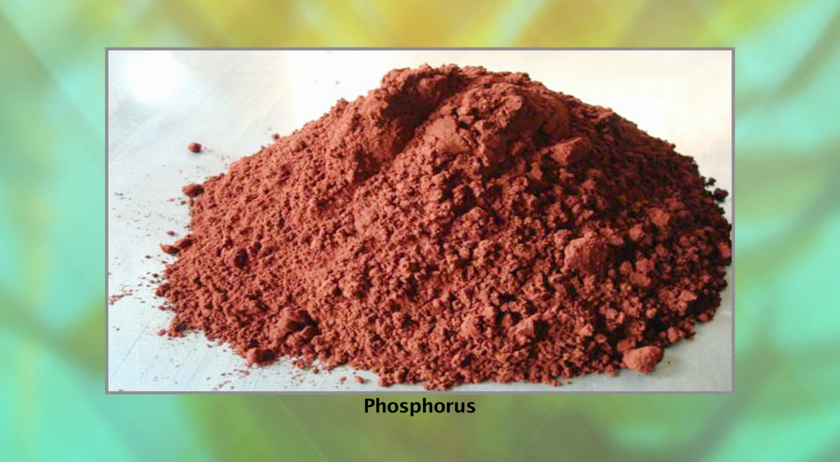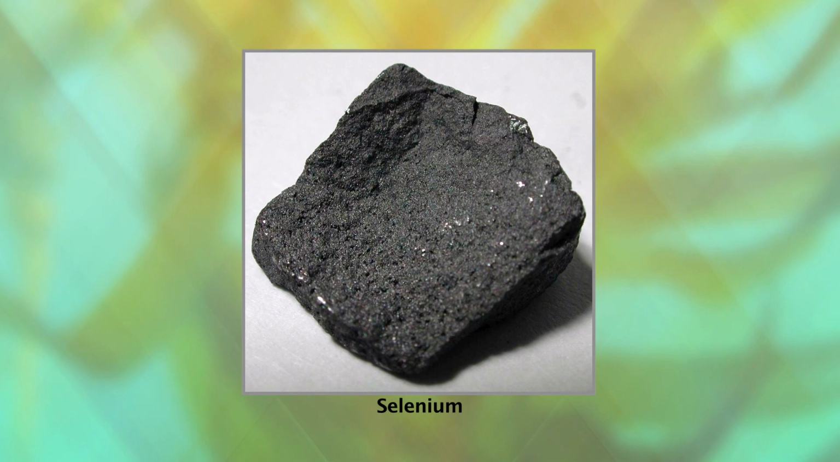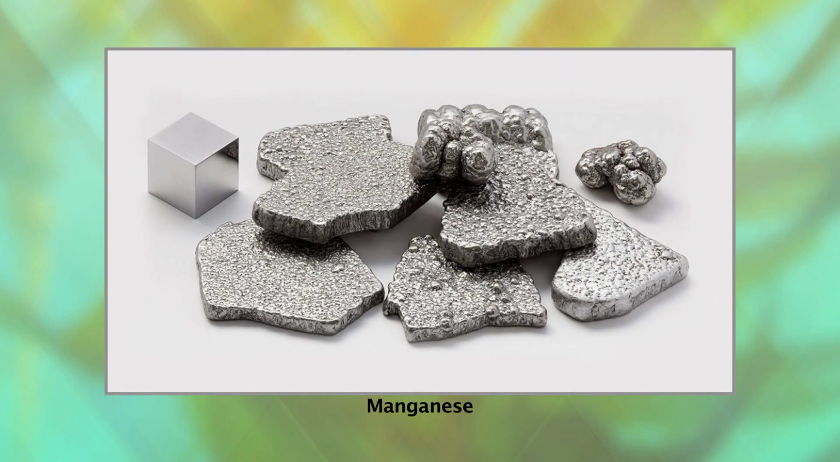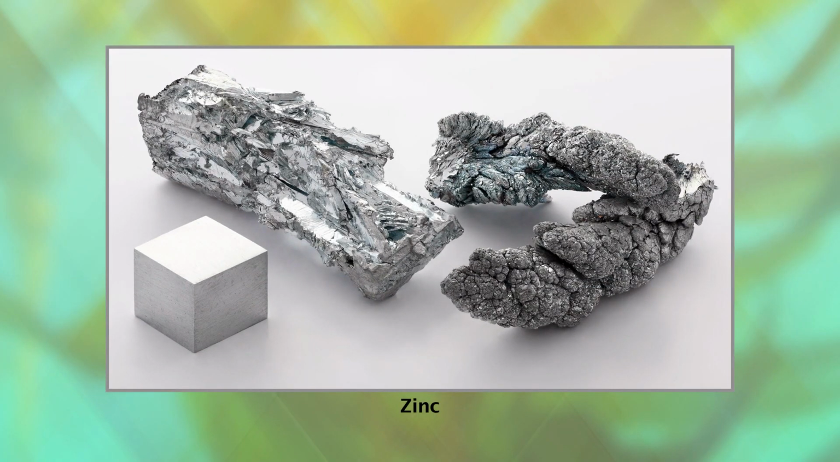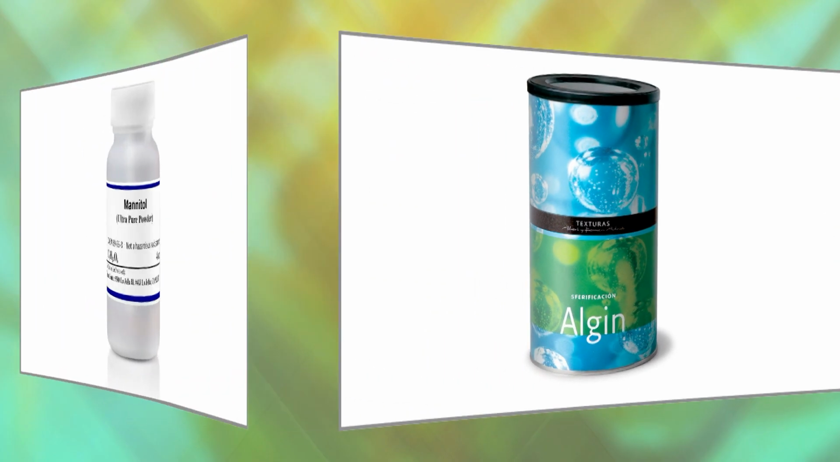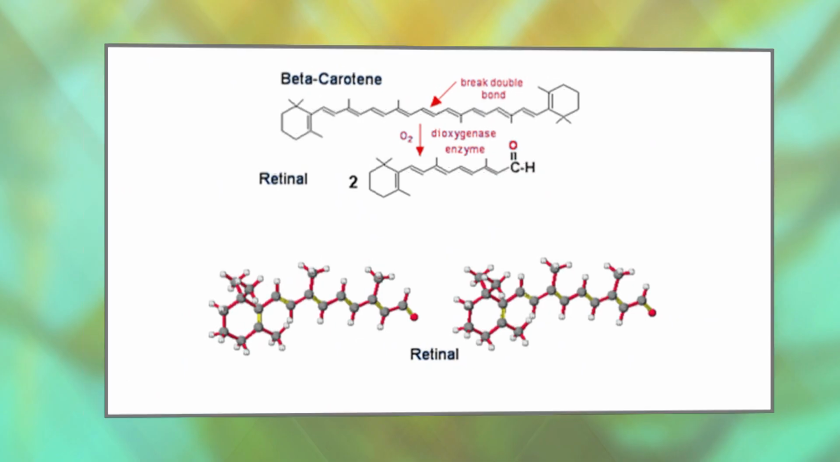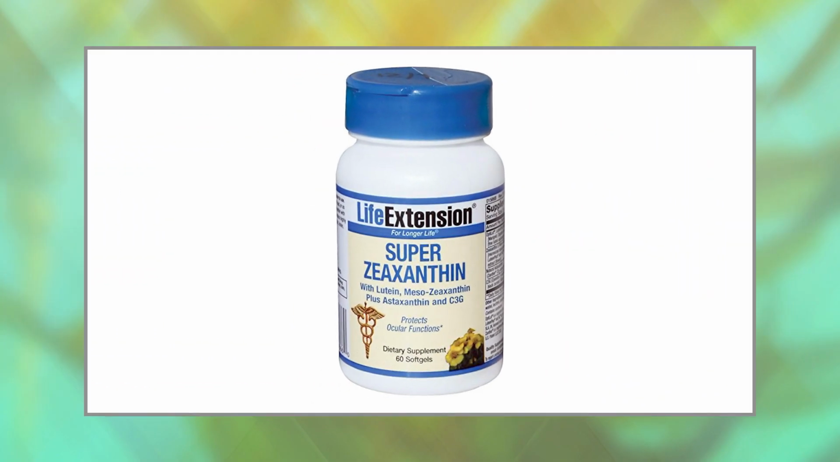It contains moderate amounts of phosphorus, selenium, manganese, and zinc, and small amounts of vitamins A, C, and E. It also contains anti-sterility vitamins as well as vitamin K. It is rich in algin and mannitol, carotene, and zeaxanthin with traces of bromine.